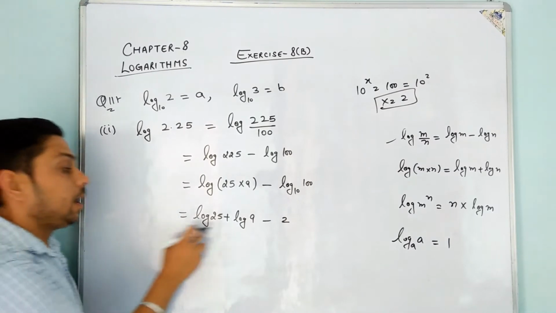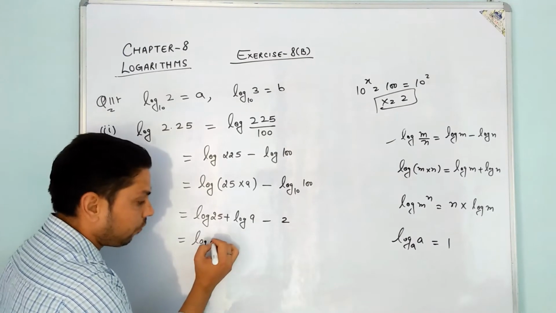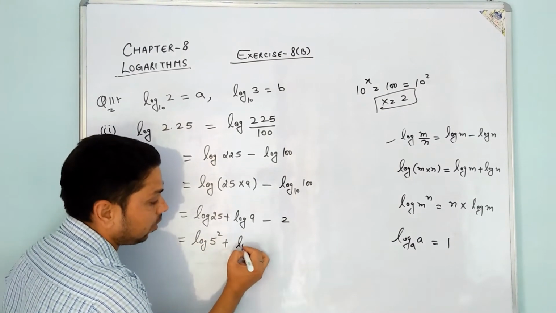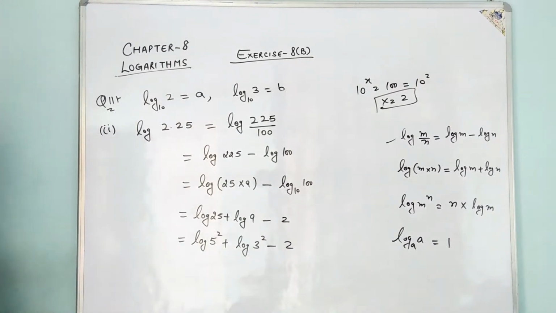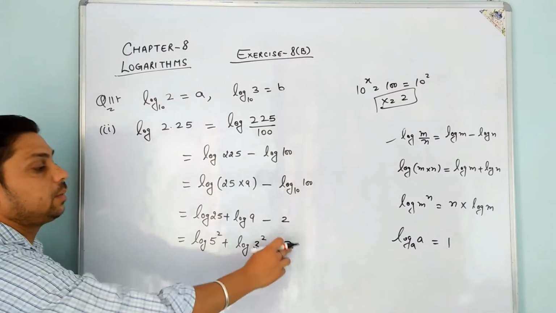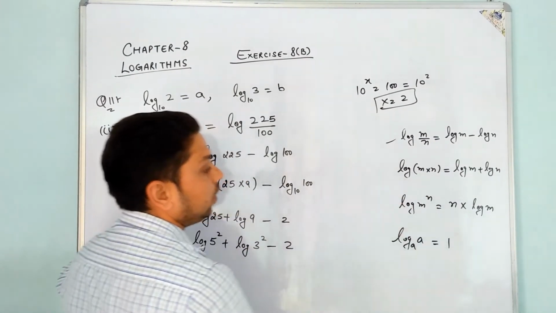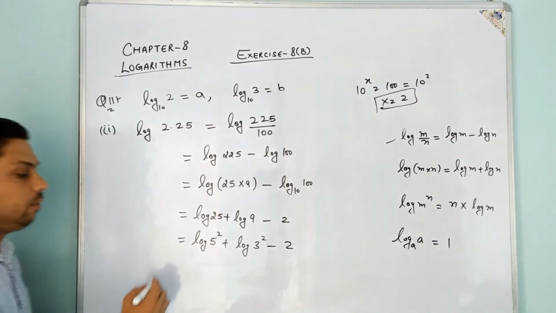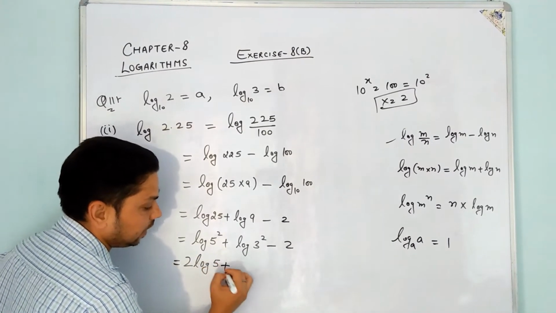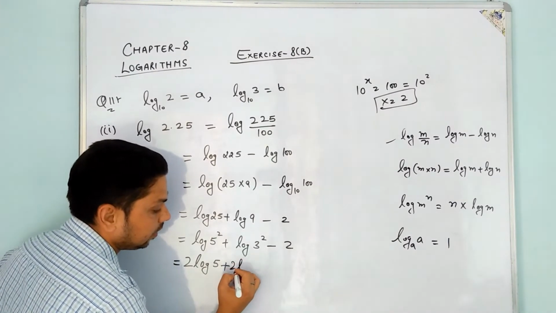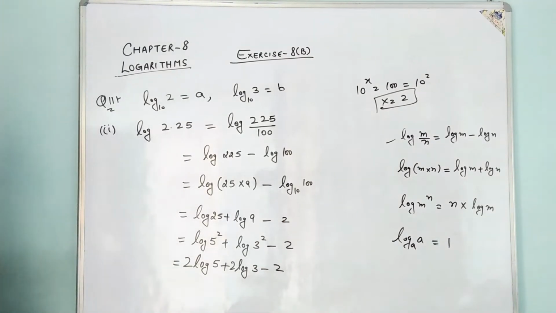Minus 2 here. Again, what we have, log of 25. It can be written as log of 5 square plus log of 3 square minus 2. Now, using this property, log of m raised to power n, this is equal to twice log of 5 plus twice log of 3 minus 2.